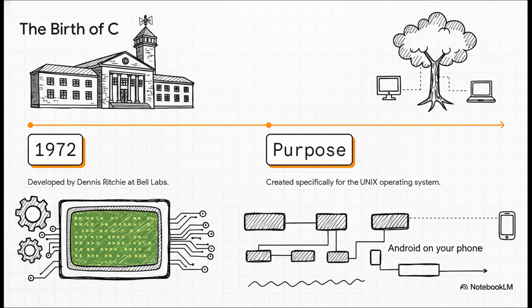C is a true classic. It's been around since 1972, born at the legendary Bell Labs. It was originally built to create the Unix operating system, and because it was just so powerful and flexible, its DNA is now inside practically every modern device you can think of, from your laptop to your smartphone.